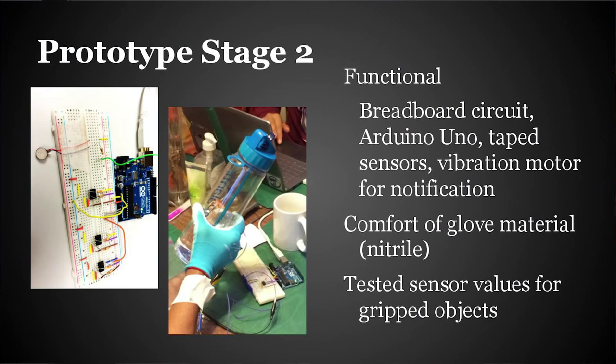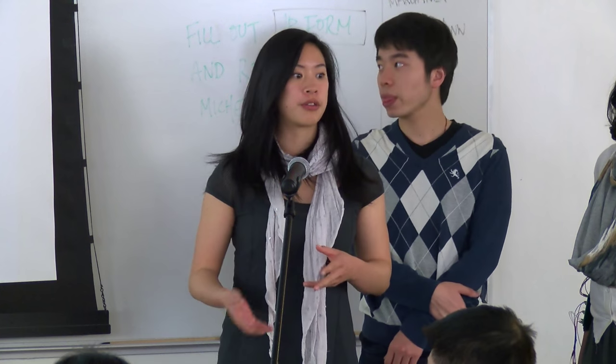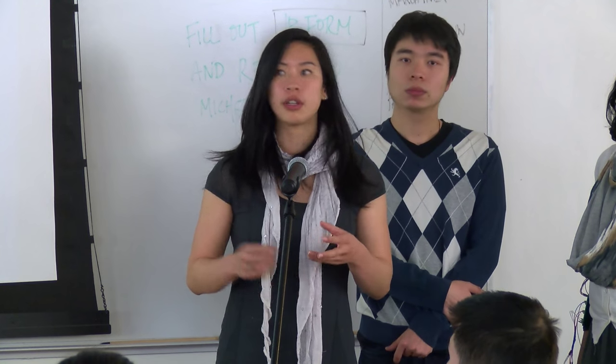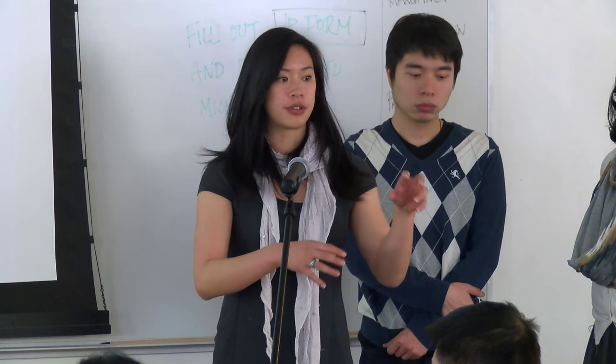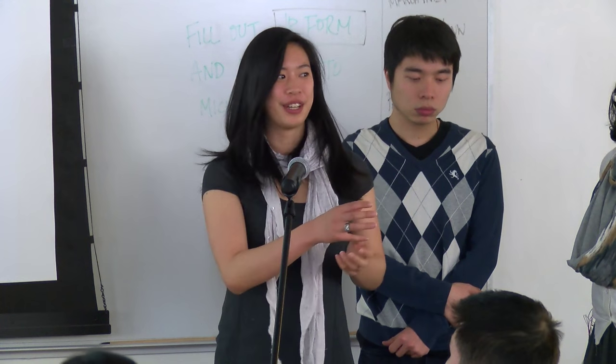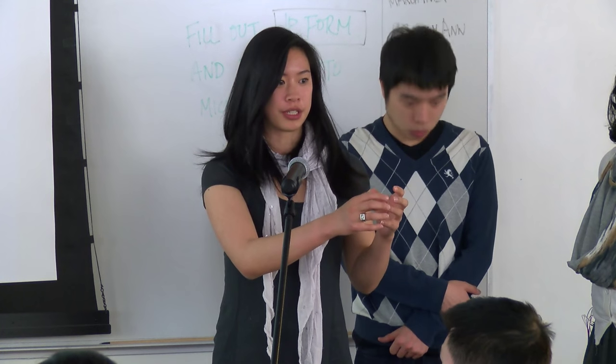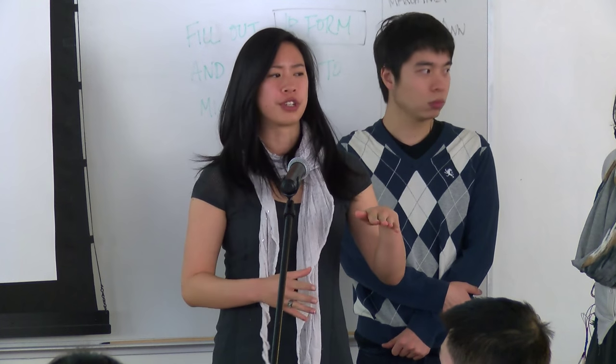For the stage two prototype, we were mostly interested in making a functional design, so basically fulfilling our goal of being able to notify her when she's gripping something and it's slipping. So we constructed a circuit on a breadboard and hooked it up to an Arduino, and then we uploaded code to the Arduino that would cause a vibration motor to vibrate whenever the sensors that are also hooked up to the circuit sense that you're gripping an object and then it's released past a certain threshold.